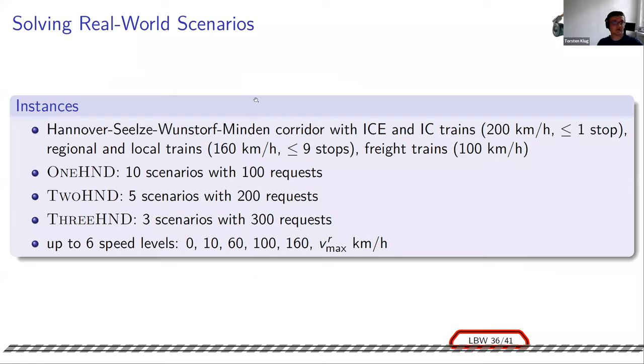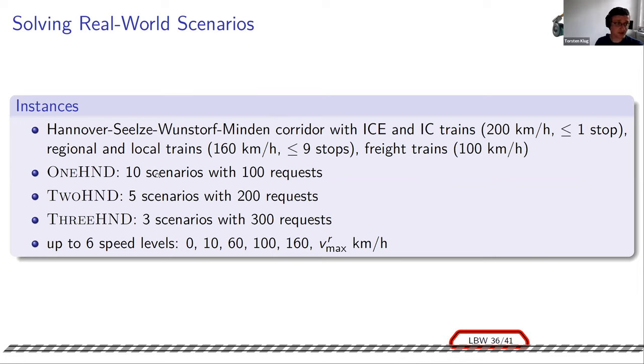And in this scenario, we have three train types. This is one of these high speed trains. In Germany, it's the ICE and IC, so trains that can go up to 200 kilometers per hour. Then regional and local trains with several stops. The high speed trains often only pass through this corridor or have at least one stop. The regional and local trains are typical commuter trains, so they have to stop multiple times. And we have slow freight trains. And from this, we get a 24 hour timetable.